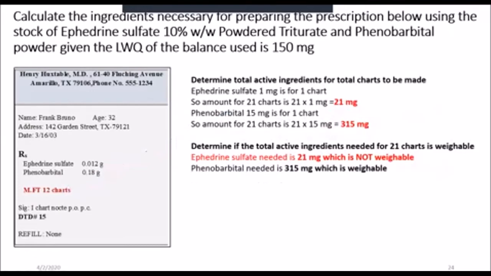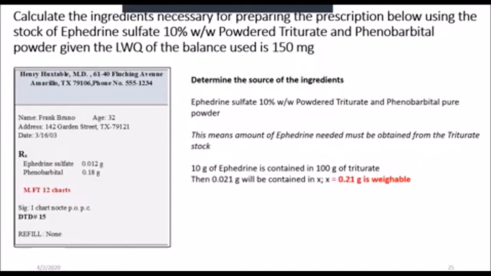Next step would be to determine the total active ingredients needed for the 21 charts. This is just done by a simple multiplication of the number of charts times the amount of active ingredient that will be contained in one chart. So we find that 21 milligrams is for ephedrine sulfate and 315 milligrams is for phenobarbital. Next step is to determine if these ingredients are weighable. While phenobarbital at 315 milligrams is weighable, 21 milligrams of ephedrine sulfate is not.